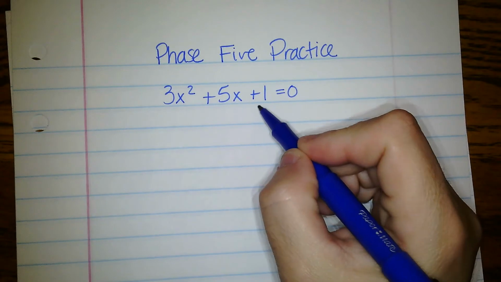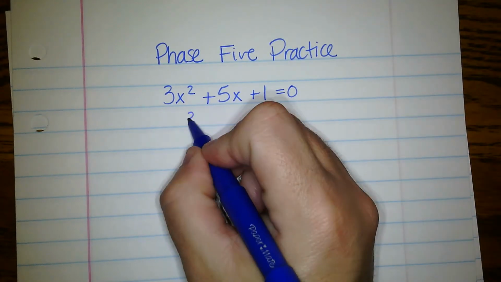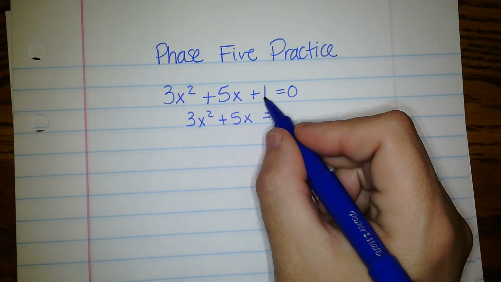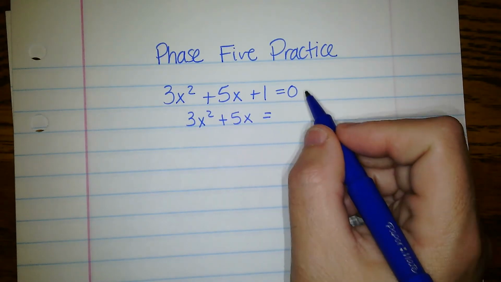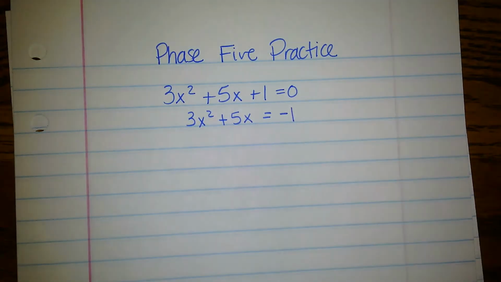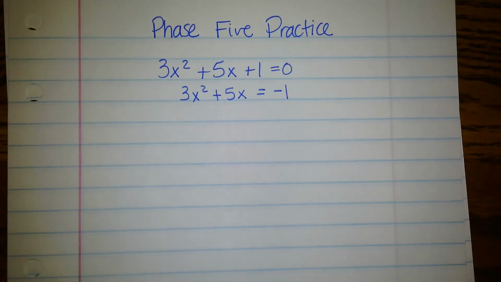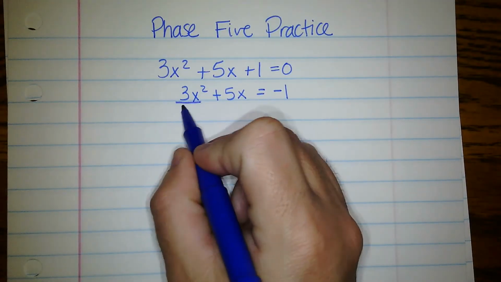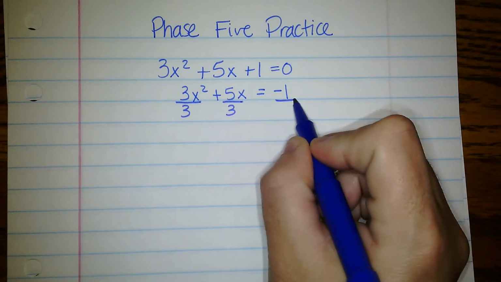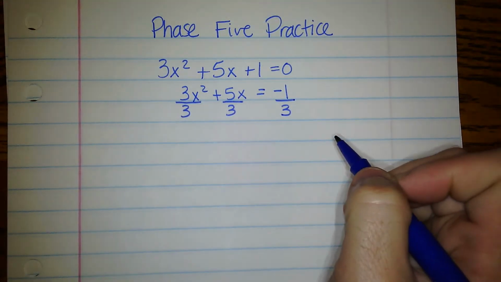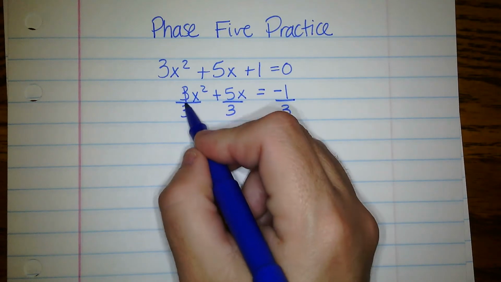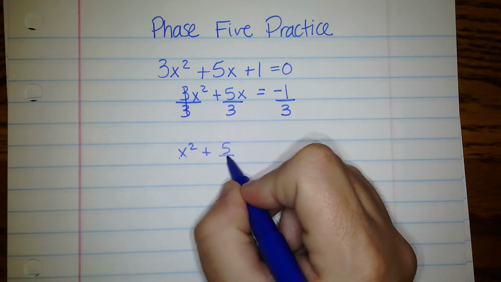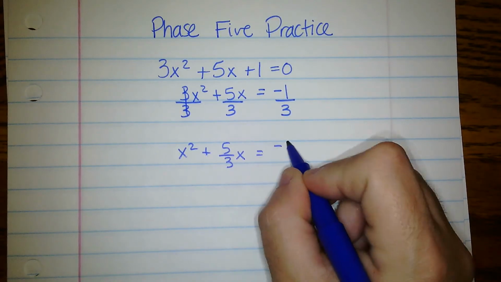The first thing we're going to do is take this constant and move it to the right. This is going to be a positive moving into a negative, so this should be a -1. Then we are going to divide everything through by that coefficient of a. That's going to lead us to something a little bit messier. The 3's cancel here, and you're left with x squared plus 5/3 x equals -1/3.